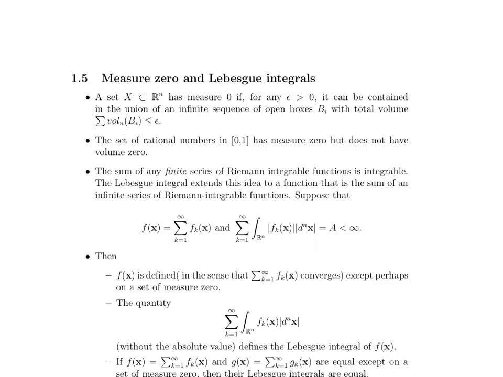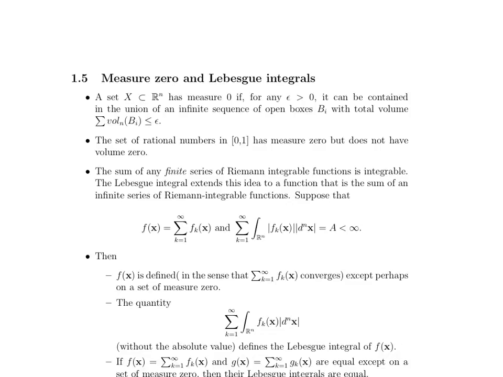Remember that volume 0 is a set that can be covered with a finite covering of open boxes whose volume is less than epsilon. So measure 0 allows for this to occur, but using an infinite sequence of open boxes. So for instance, when we look at the rational numbers in the interval from 0 to 1, this has measure 0 because we could make a tiny box over every single rational number, which can be enumerated. That would be an infinite sequence of open boxes, and we can make those boxes as small as we like, so the total volume can be made less than or equal to epsilon. But note that it does not have volume 0. We can't achieve this using a finite number of boxes.